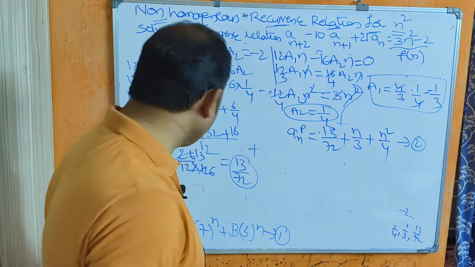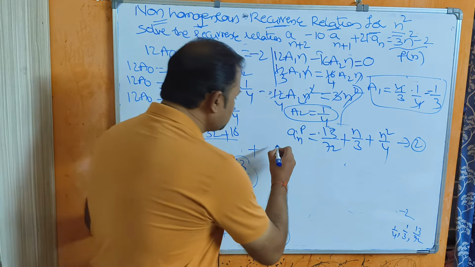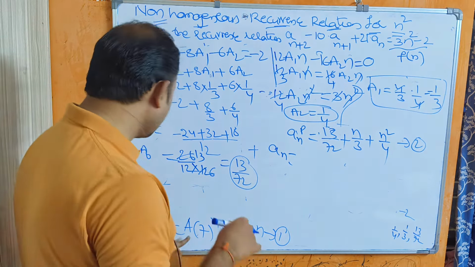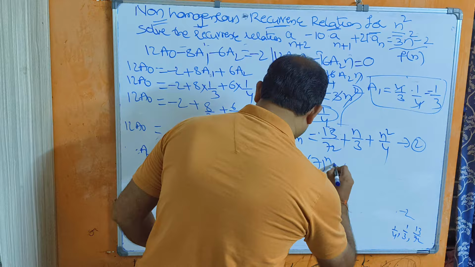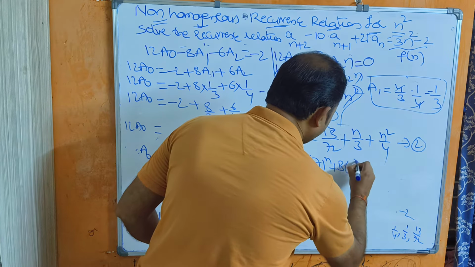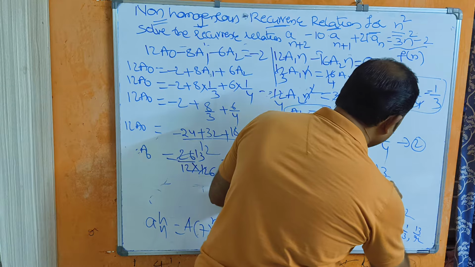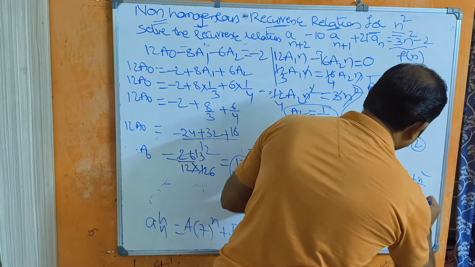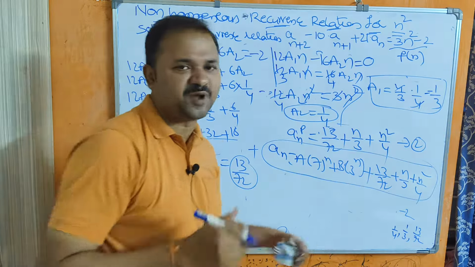Now we need to substitute equation number 1 and equation number 2 in this equation. So we know the formula for a_n^h plus a_n^p. What is a_n^h? A into 7 power n plus B into 3 power n, plus what is a_n^p? 13 by 72 plus n by 3 plus n square by 4. So this is the general solution for this problem.